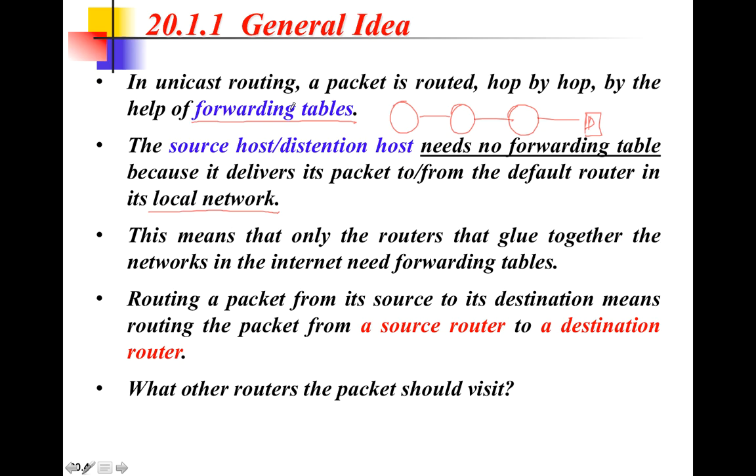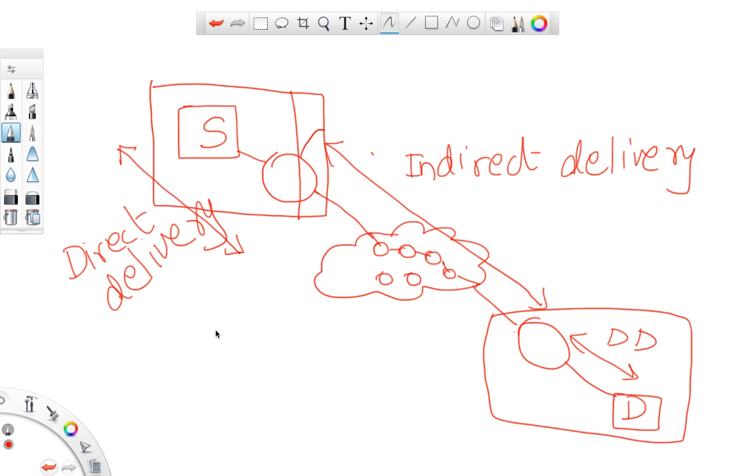So routing really means that you take a packet from its source to its destination. And in this case, we specifically mean that it is from the source router to the destination router, as we saw in the example here. So the actual routing begins when the packet reaches the source router, and the routing will take place during this route.